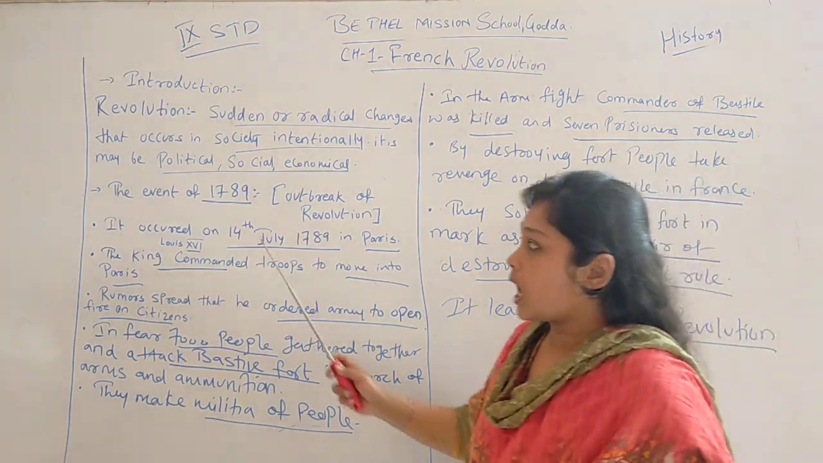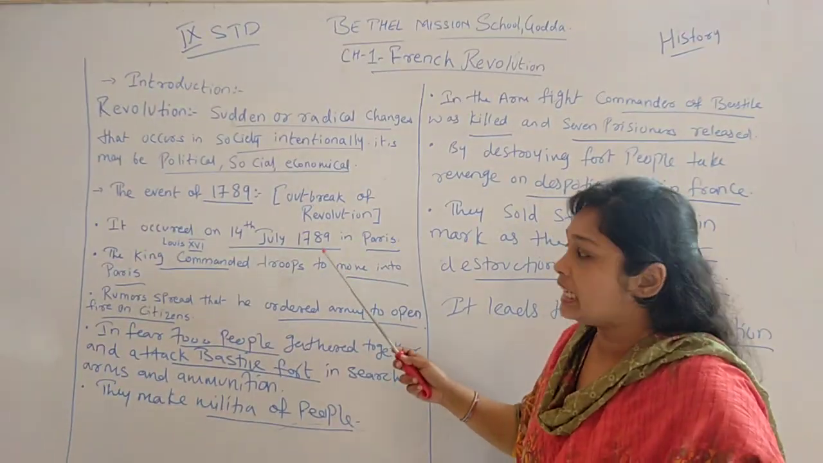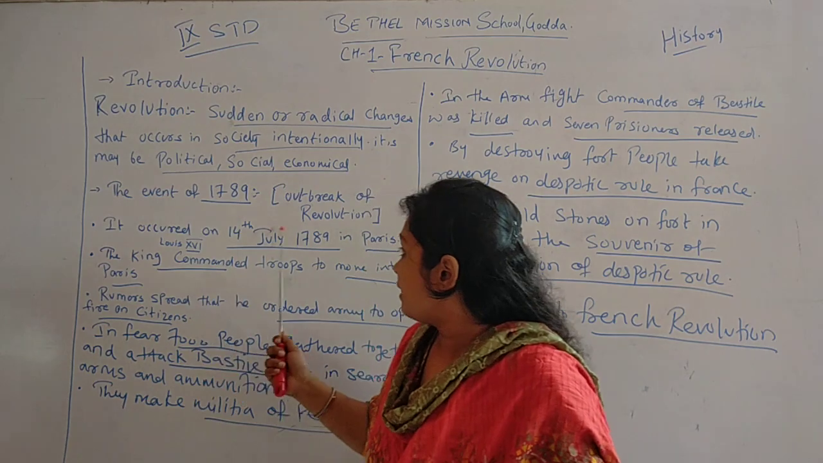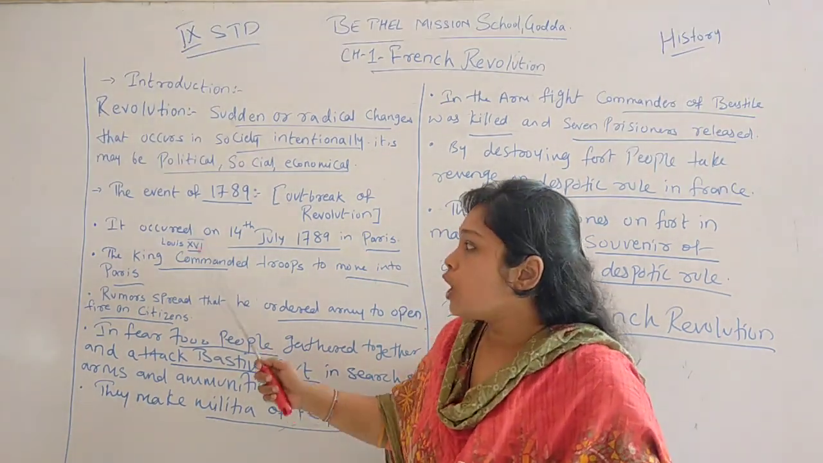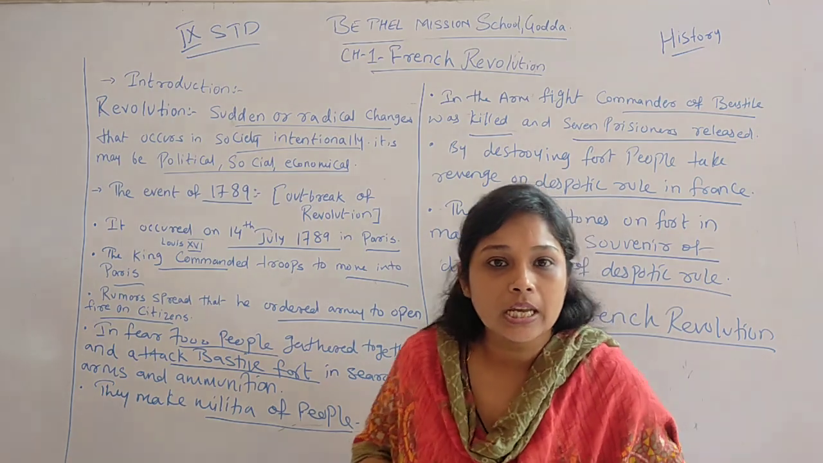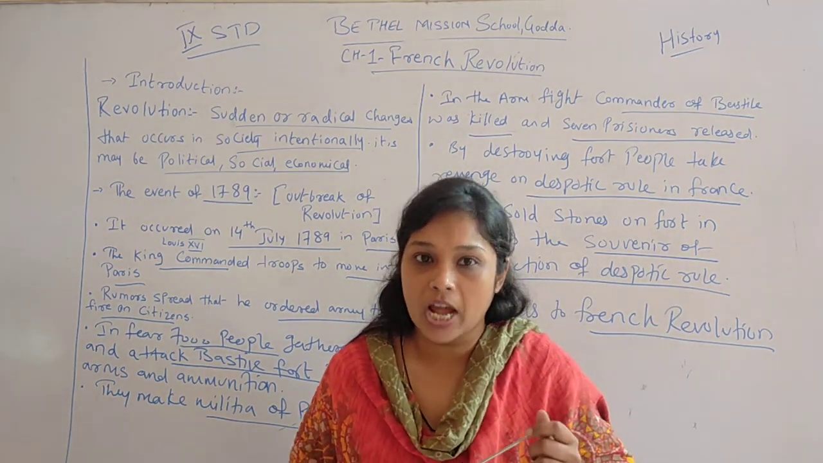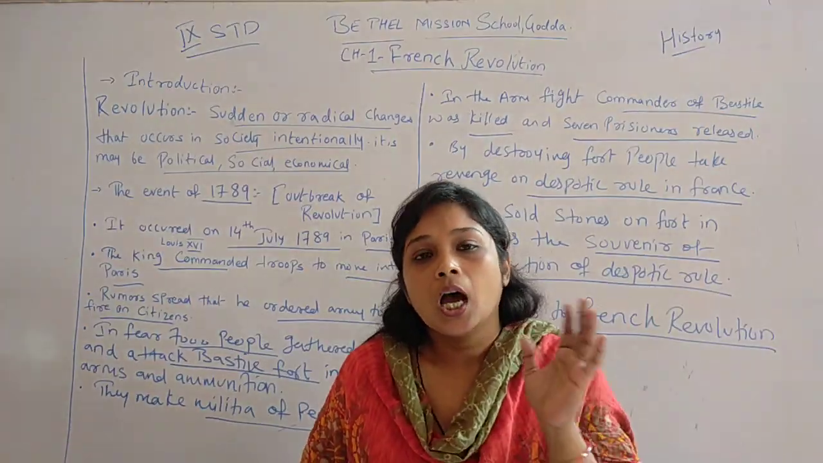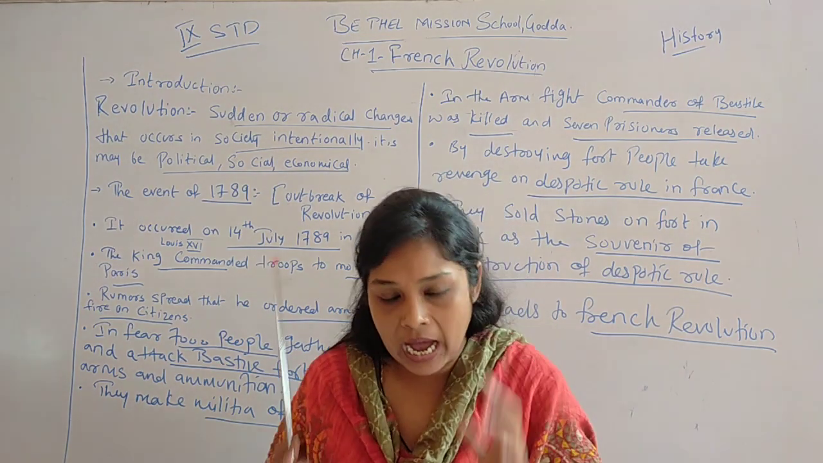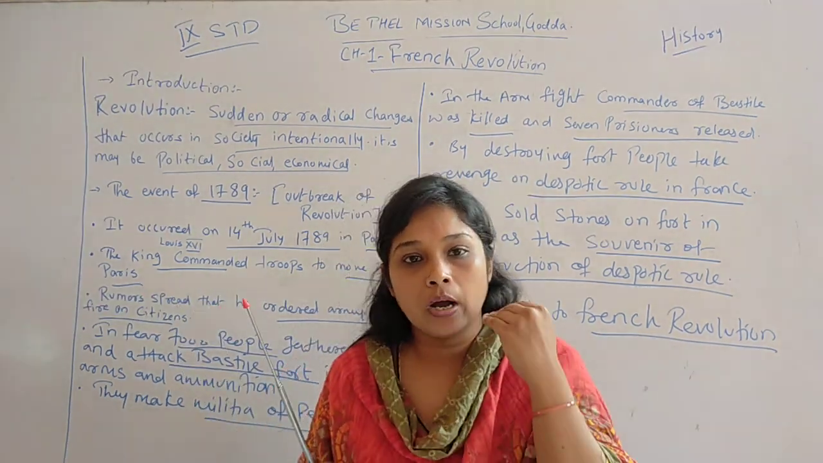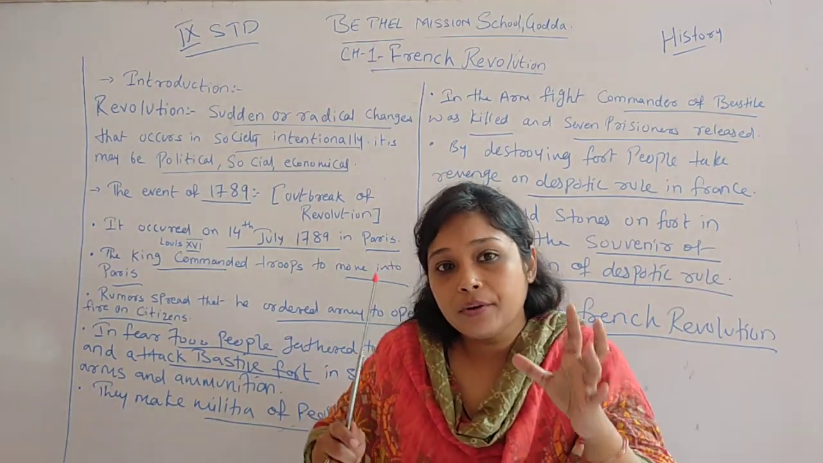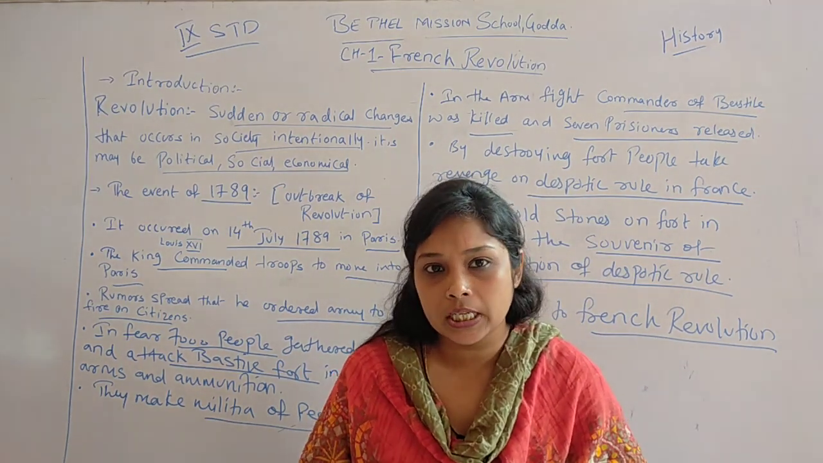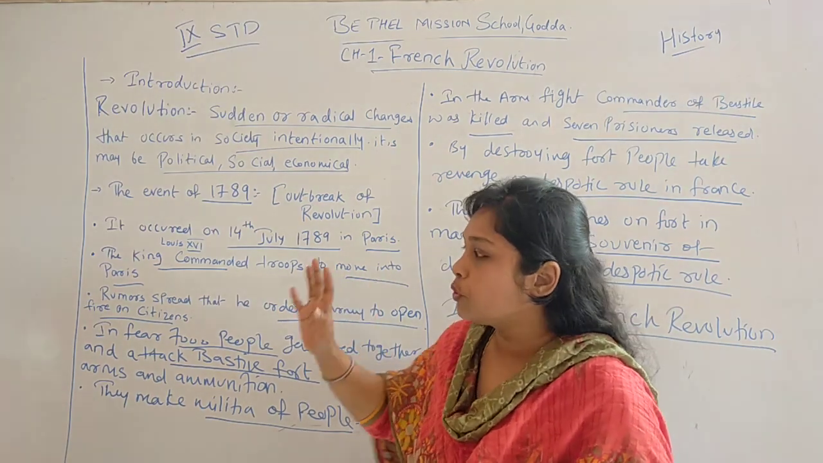This event occurred on 14th July 1789 in Paris. Now how did this event occur? At that time, King Louis XVI was the ruler of France. King Louis XVI commanded troops to move into Paris. At that time, the king did not want to attack people. For some security reason, he ordered troops to move to Paris.